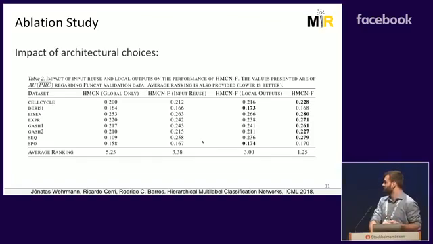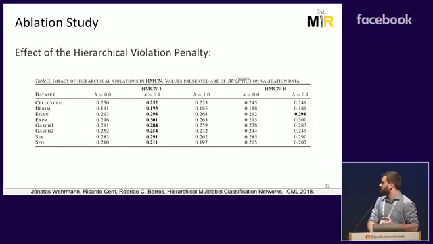So the full architecture performs very well when combining those options. Now the effects of the hierarchical violation penalty: we can see that using 0 for lambda, or not using the penalty at all, already gives us very nice results. And when we use slightly higher values for lambda, our results are consistently, slightly better, and those results are very consistent. And when lambda is too high, actually the results are not so good.